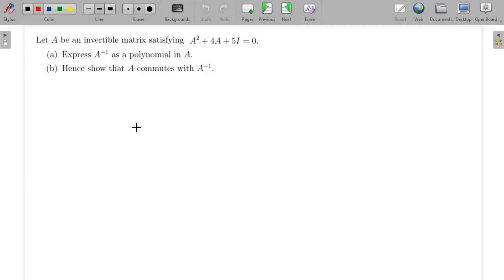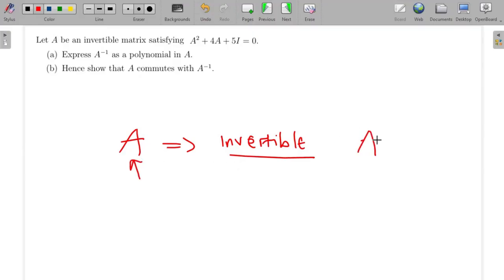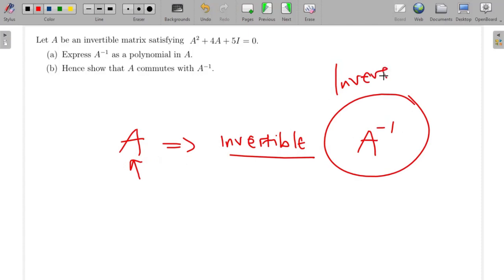Okay, so if I have a matrix A, and then I'm told this matrix A is invertible, then it means that this matrix A has an inverse A to the power minus 1 like that. So this simply means inverse of A. So we indicate it here, A to the power minus 1. So if they say A is invertible, then they mean there exists an inverse to this matrix A.